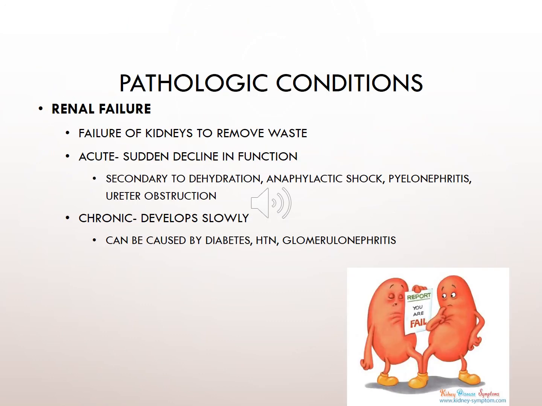Medical conditions or pathologic conditions can impact our urination. One such type of medical condition, renal failure. This is failure of the kidneys to be able to remove waste. And there's two types of renal failure. Acute, which is just a sudden decline in function, and this could be secondary to dehydration, inflammation of the kidneys, a ureter obstruction. Acute renal failure is reversible. We can fix this problem.